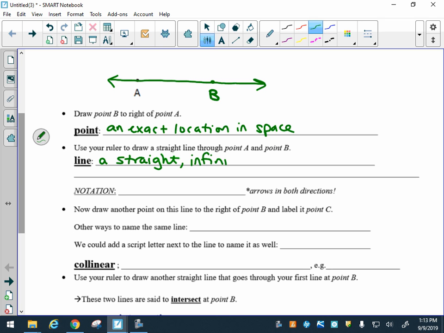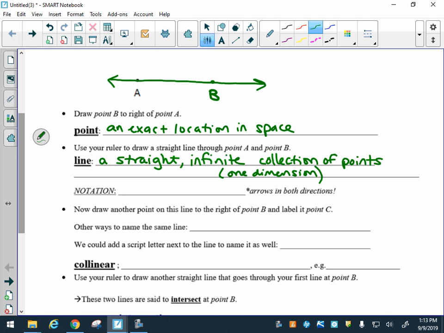infinite collection of points. So how many dimensions does that have? Just length. Yep, 1-dimensional. So we represent it by drawing this line on our paper with an arrow on each side. But again, it's just a representation.